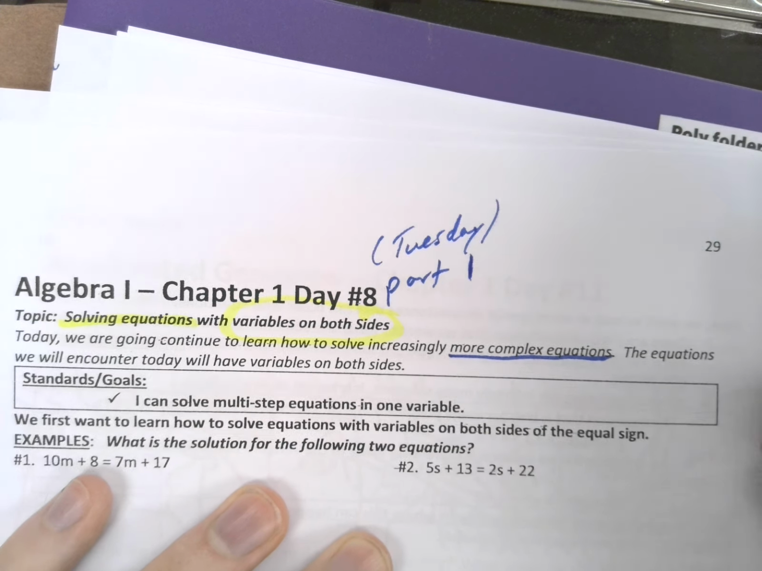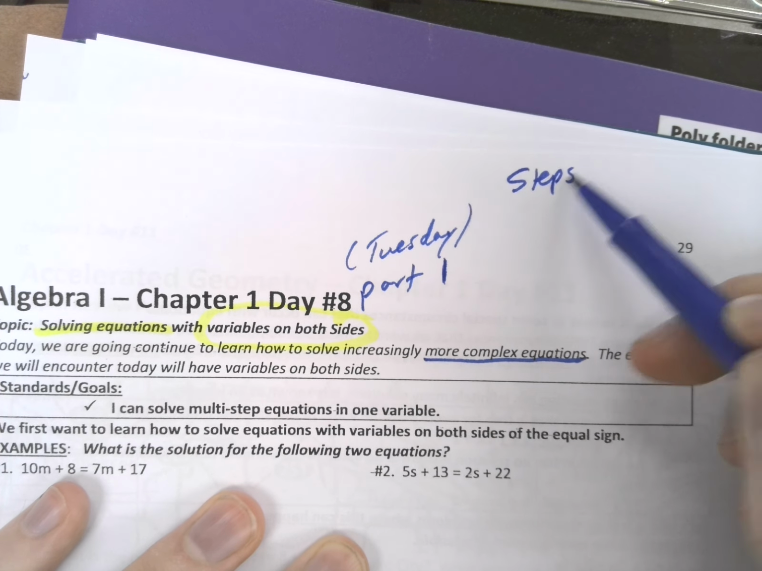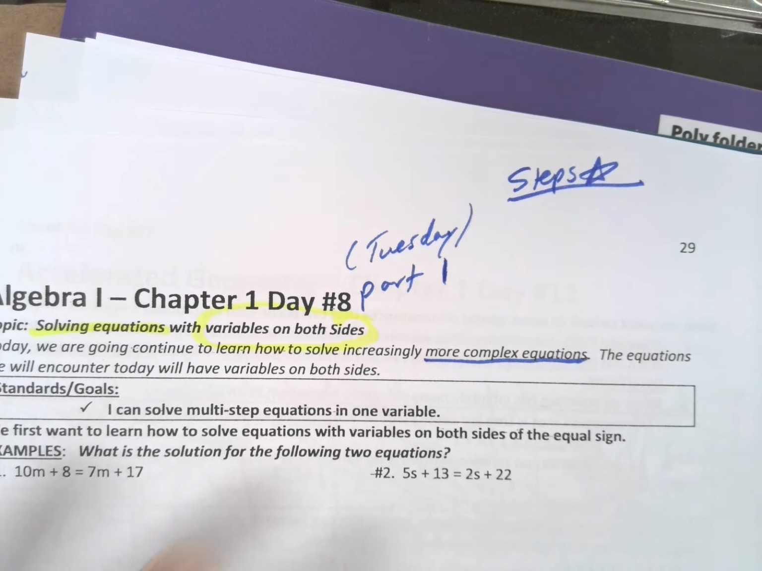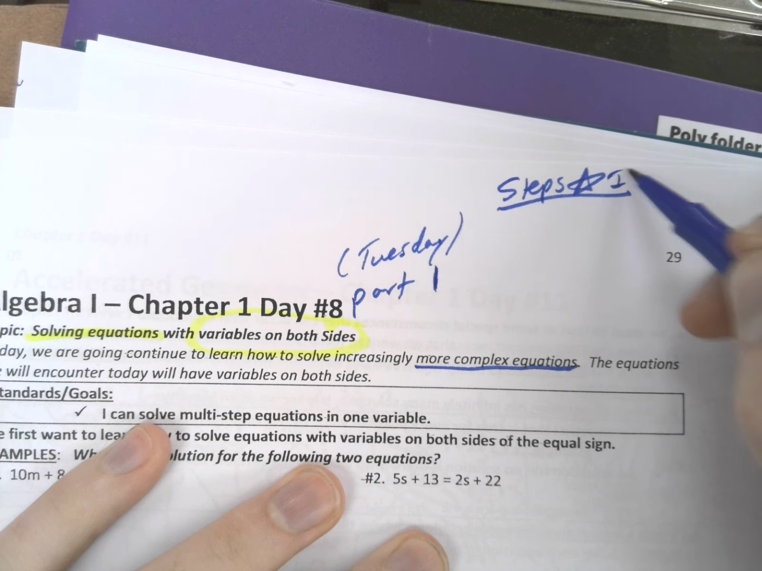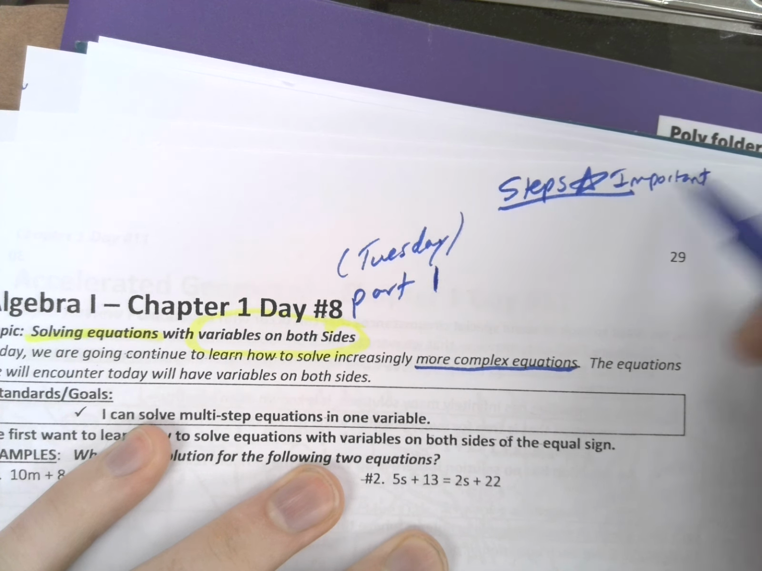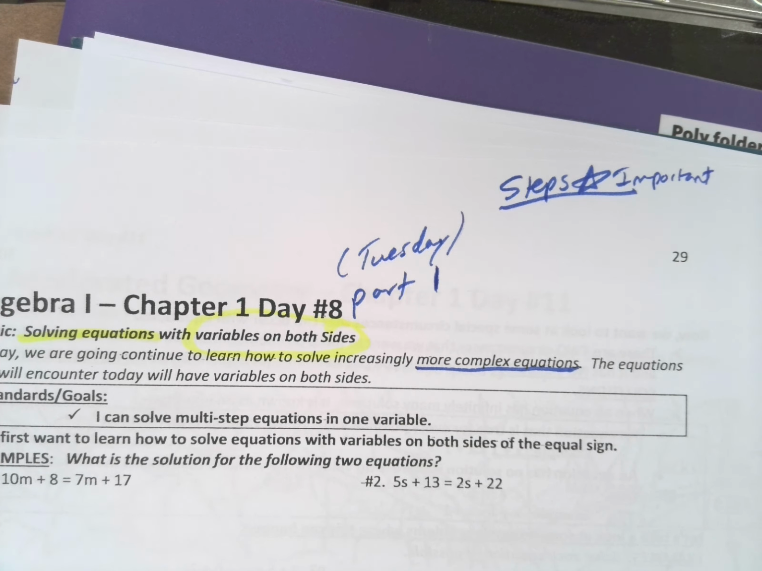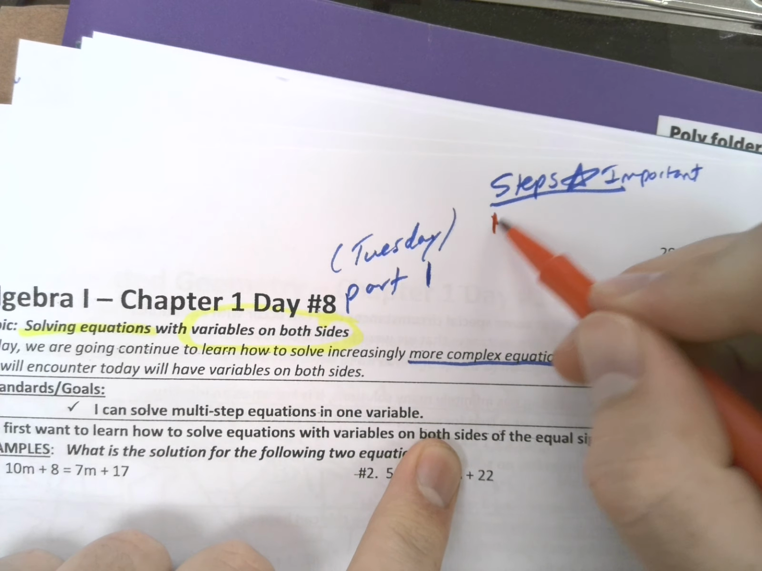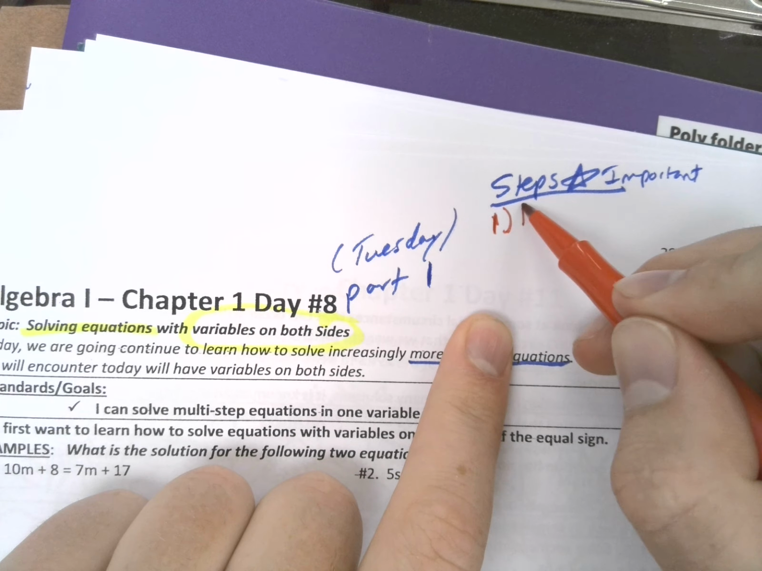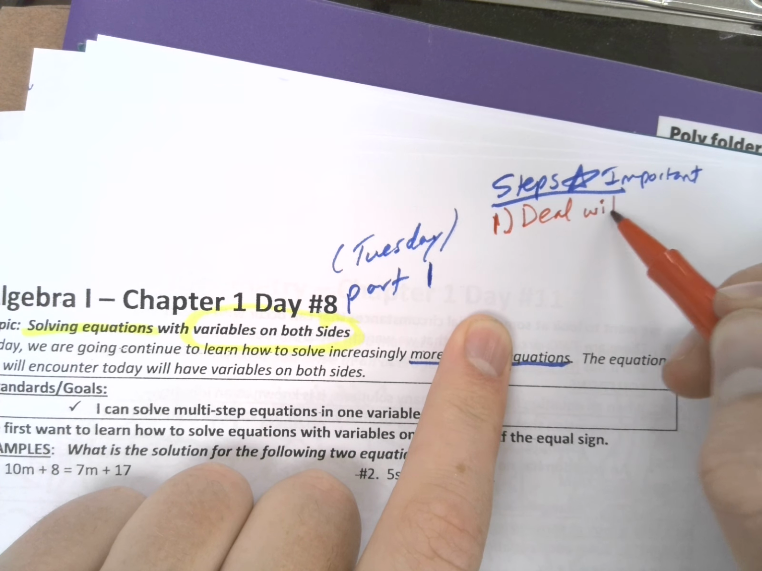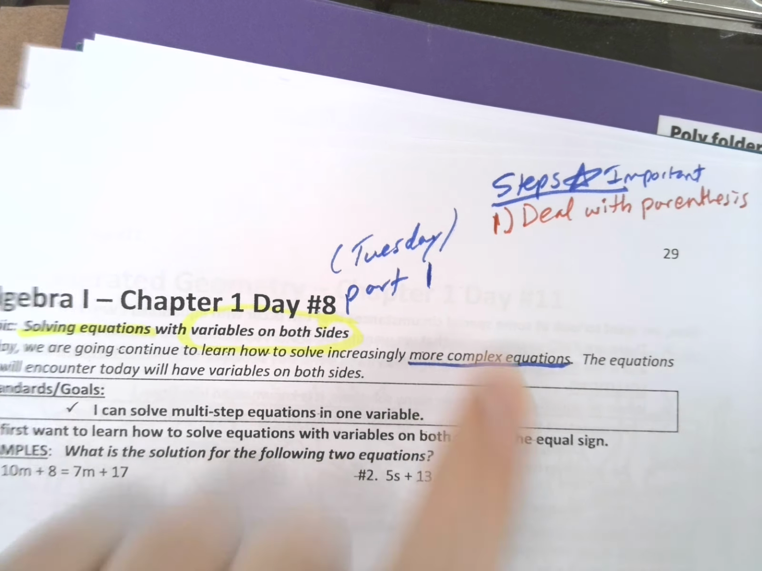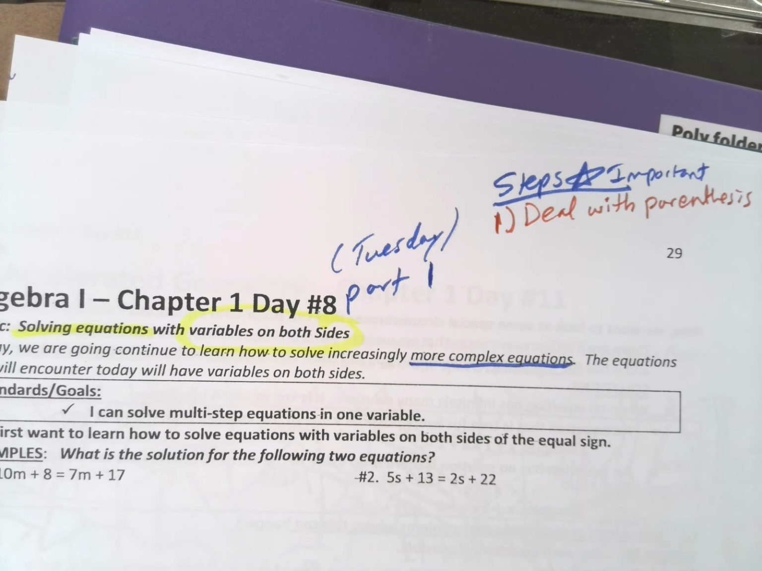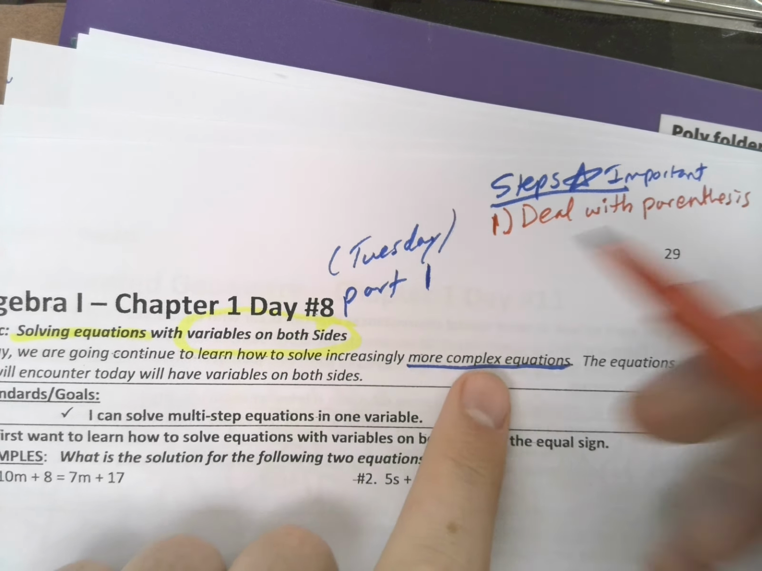Let's get our steps. And again, these are so important, so important. So step 1, I'll do these in different colors. Step 1, you're going to want to deal with any parentheses. Usually that means you're going to want to distribute a number into those parentheses. If there's parentheses, deal with those first.